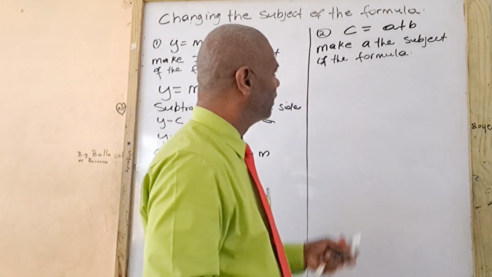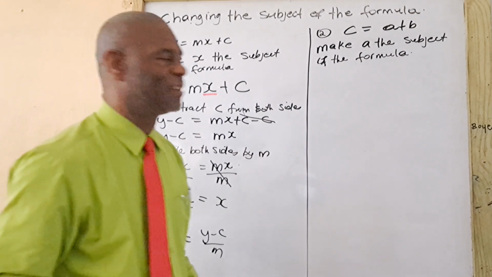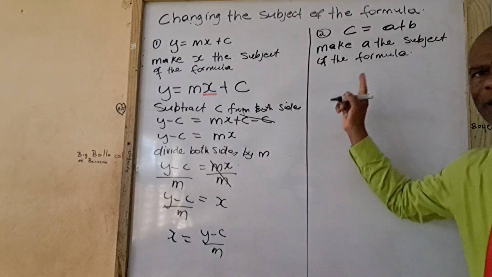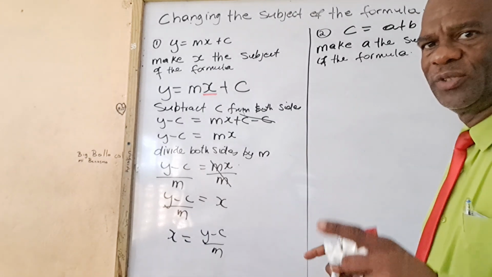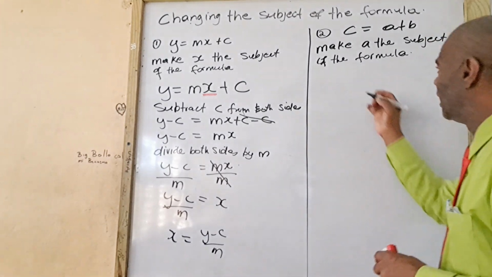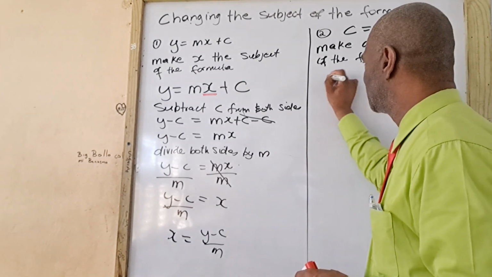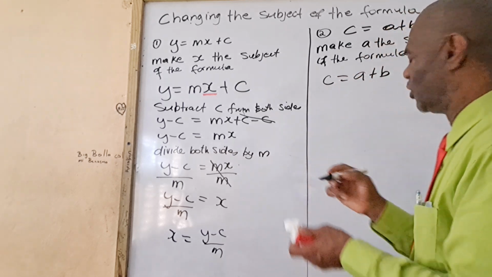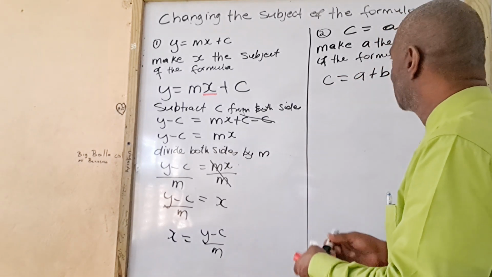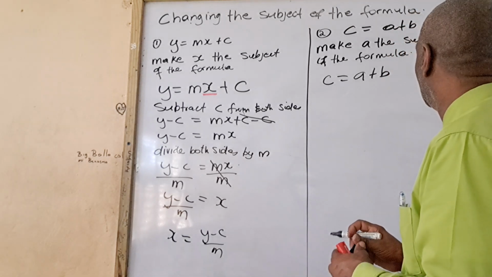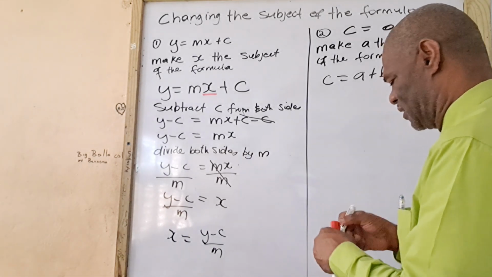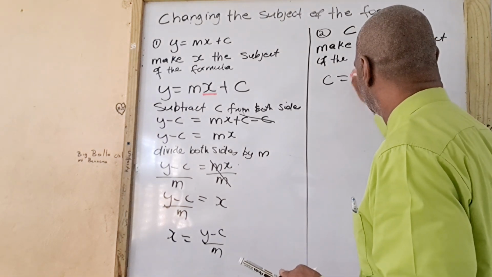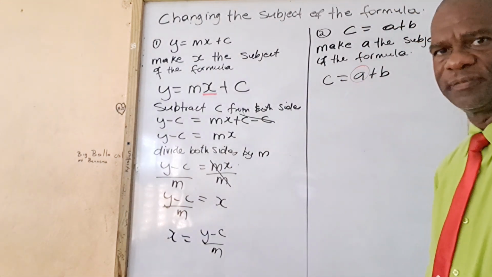No difference. Now let's hop over to this side, and we have c equals a plus b. So c is equal to a plus b. I'm going to rewrite that again: c equals a plus b, and we want to make a the subject.